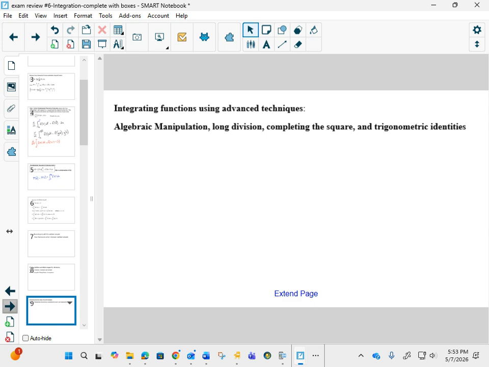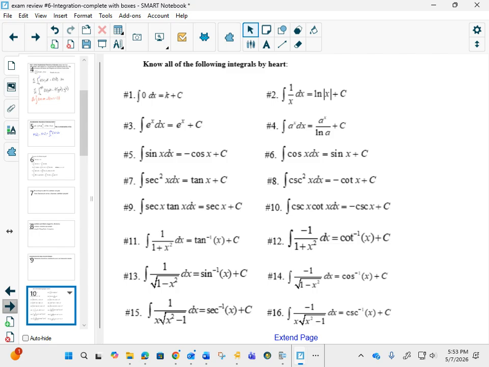And then we had our fancy advanced techniques. Long division, completing the square, algebraic manipulation, the trig identities. These are the ones you should know off by heart.